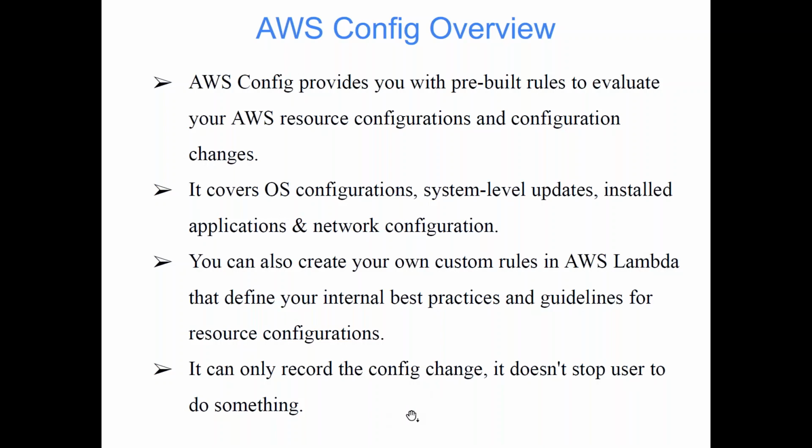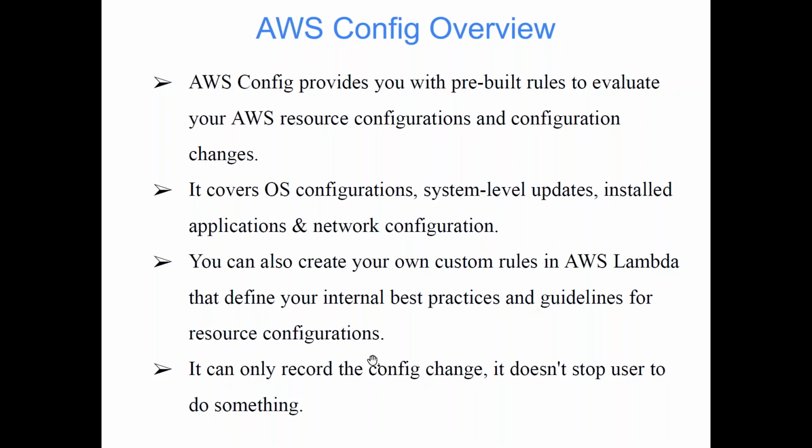Suppose you have created a rule that your S3 bucket should not be publicly accessible. But when the user is creating an S3 bucket, he or she is making it publicly accessible. Your config rule will not stop the user. No. It will only record those changes. Maybe you can go to the config console and it will complain. It will say that one resource is not complying with the rule because they are making it publicly accessible. So it's just a quick check, not stopping anything.